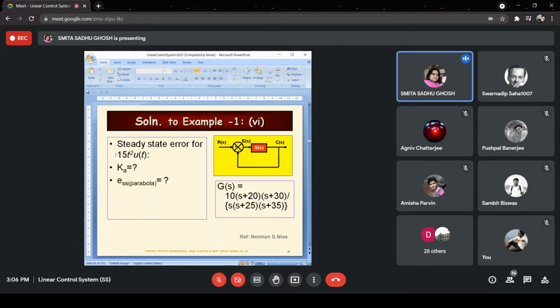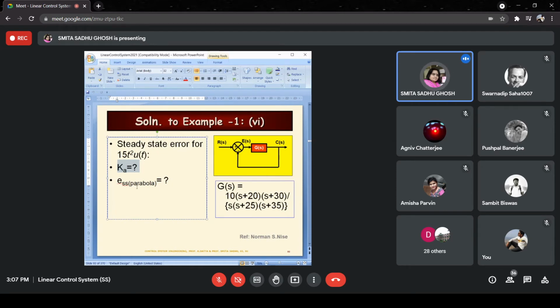Next, for the third input, which was a parabolic input, the amplitude is again multiplied by 15 units, whatever it is, right? Since a parabolic input is being applied, the error constant of interest is the acceleration error constant. You have to find out Ka. What was the definition of Ka? Ka was equal to the limit of s squared G(s) as s tends to 0. G(s) is given, so how much is it? 0. Okay, so 0.